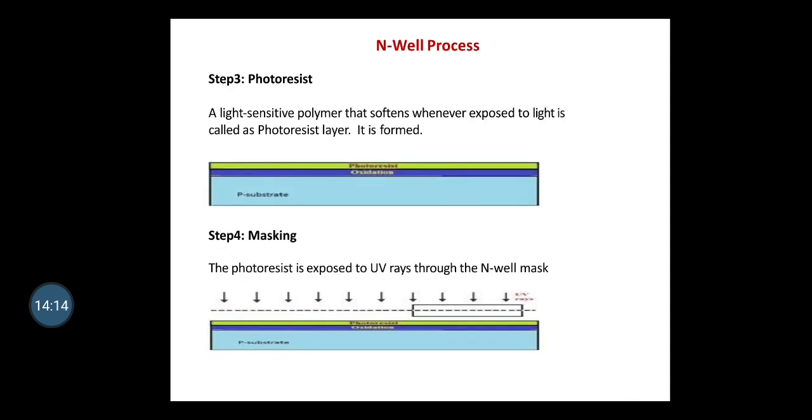Step 3 is photoresist. A light sensitive polymer that softens whenever exposed to light is called the photoresist layer. It is formed on that oxidation layer. Step 4 is masking. The photoresist is exposed to UV rays through the N-well mask.